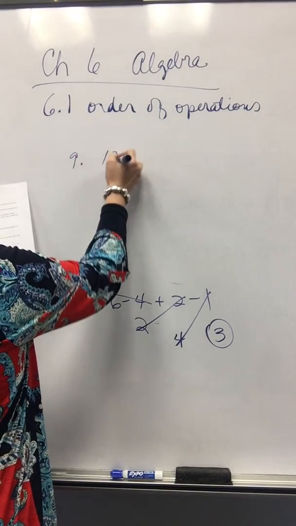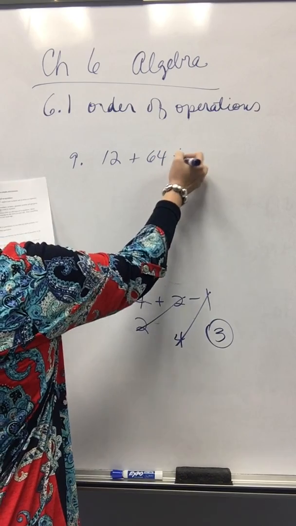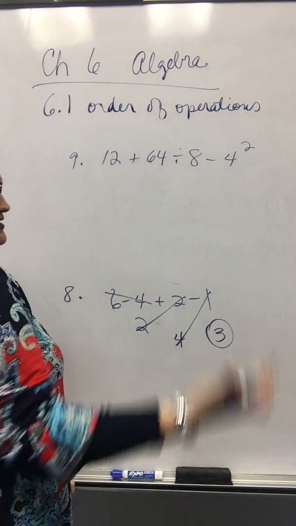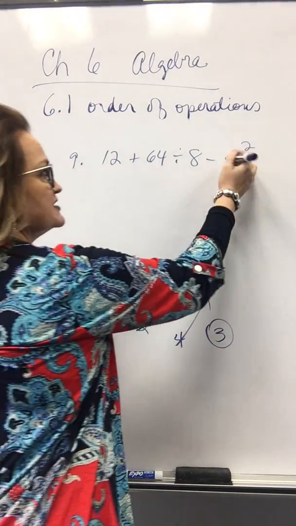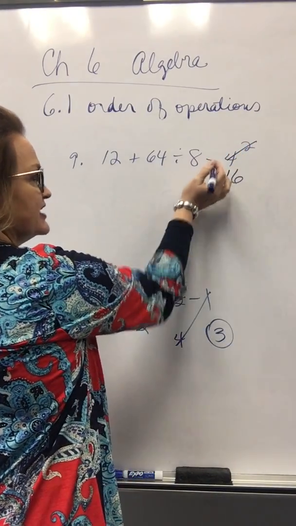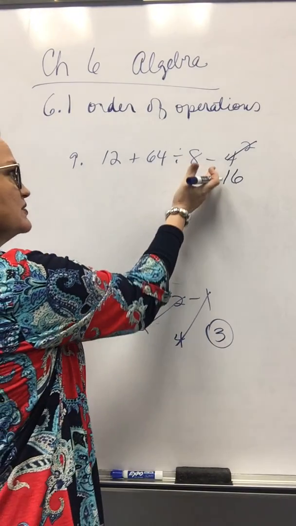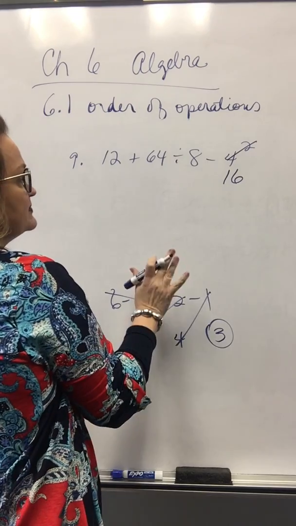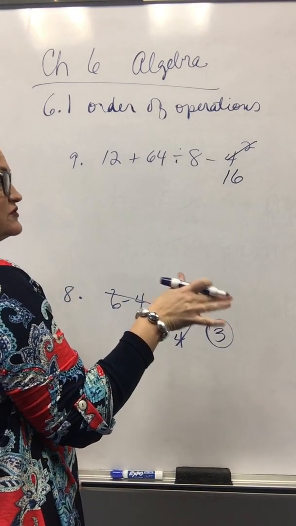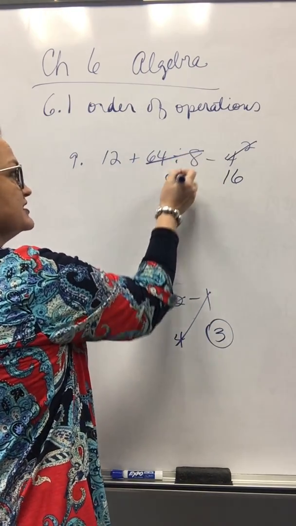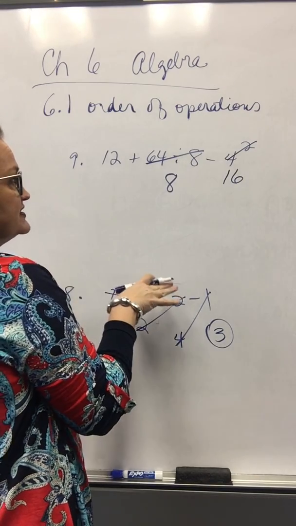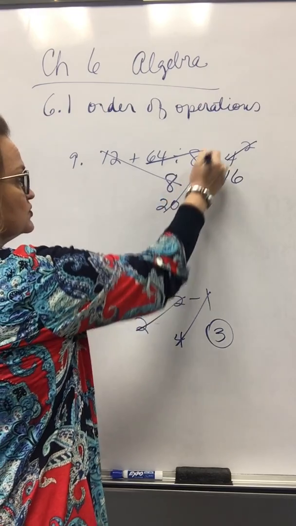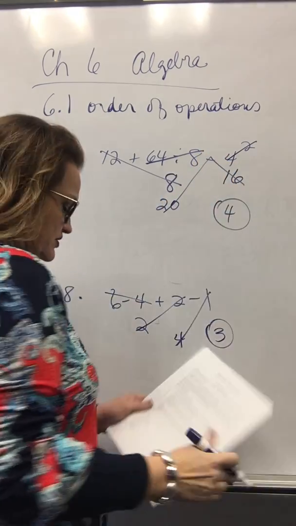Number 9. So in this one, we have no parentheses, so level 2 would be any exponents. 4 squared is 16. Notice that negative is not in a parenthesis, so it weights as a subtraction or a -1 multiplier. After exponents becomes multiplication or division from left to right. We just have one of those, which is 8. And then all that's left is add and subtract, so go left to right. 12 and 8 is 20. 20 minus 16, the final answer is 4.